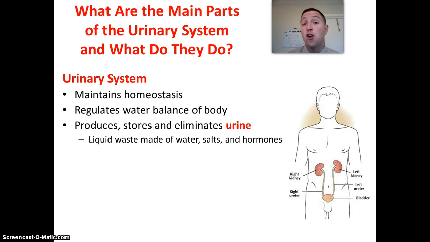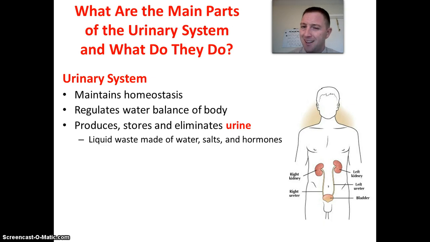How does the urinary system help do this? Well, it's going to regulate the water balance in your body. Too much water, you're bloated, you don't feel very good. Too little water, you're dehydrated, you don't feel very good. So, your urinary system helps to regulate the right amount of water in your blood so that you're feeling good and healthy. How does it do this? It's going to produce, store, and eliminate urine.